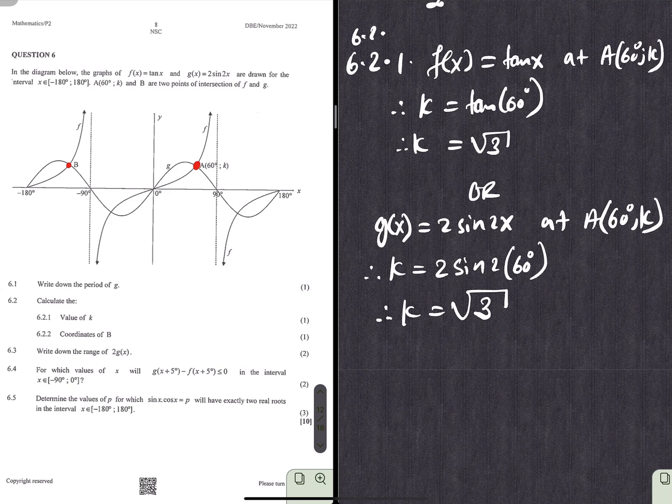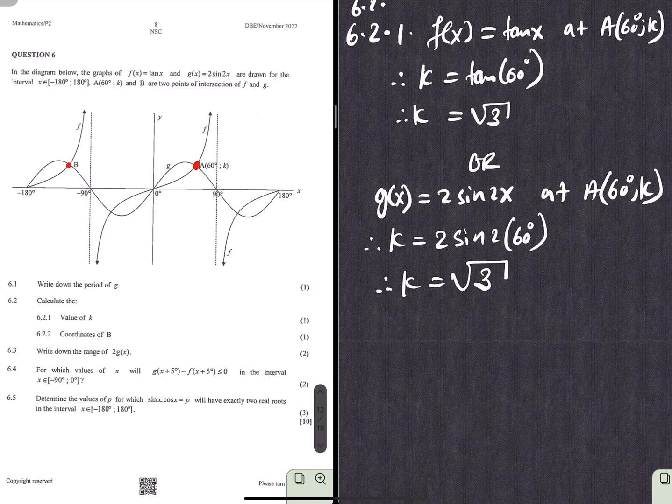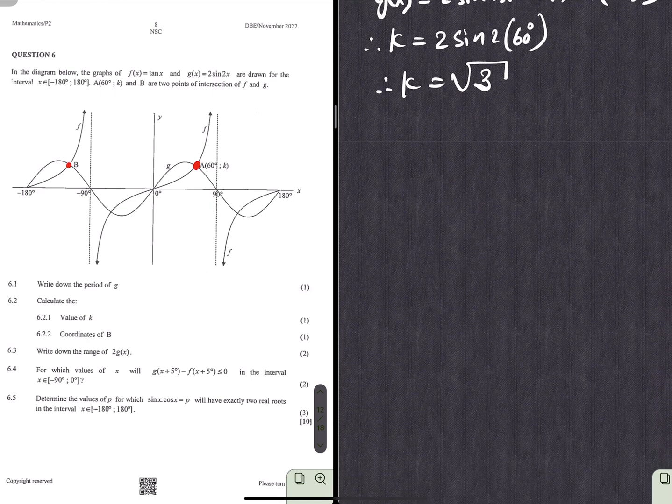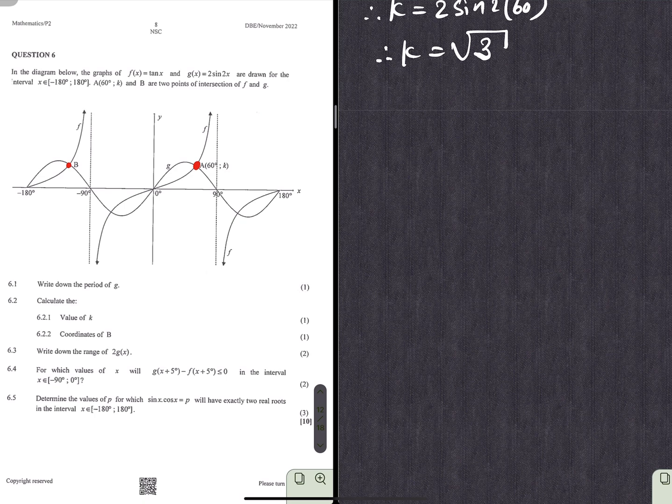It was a straightforward problem. So this tells you that the point A is 60 and K. Now let's go to the next question, 6.2.2. They say calculate the coordinates of B. Check something at point B. This is point B here.